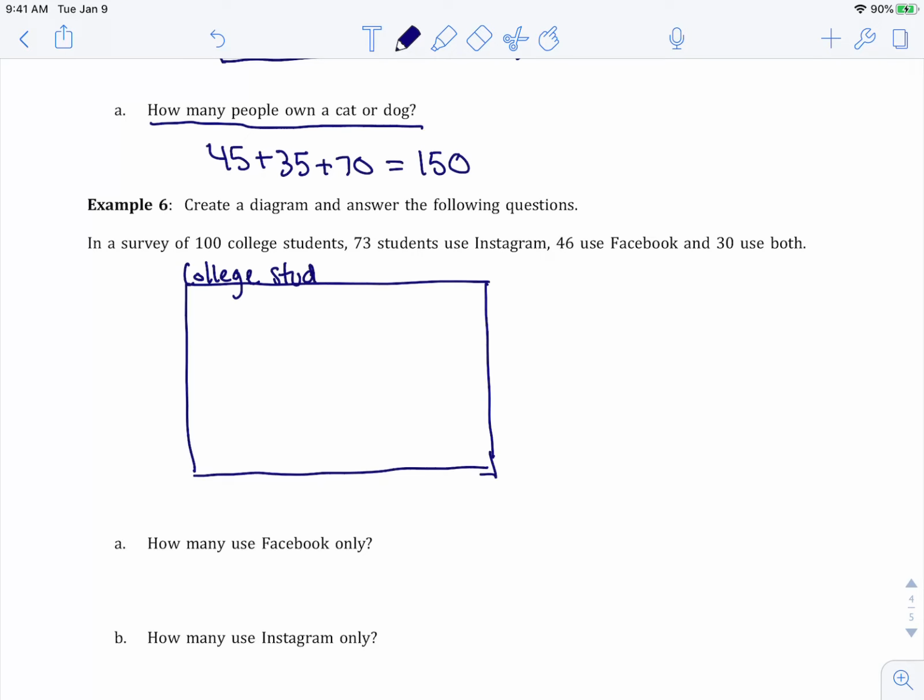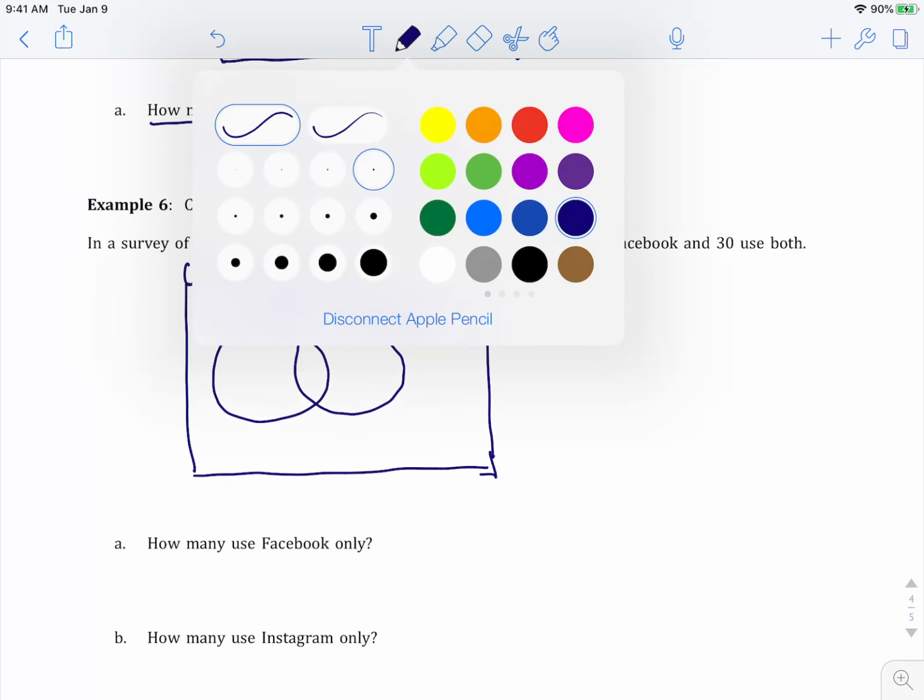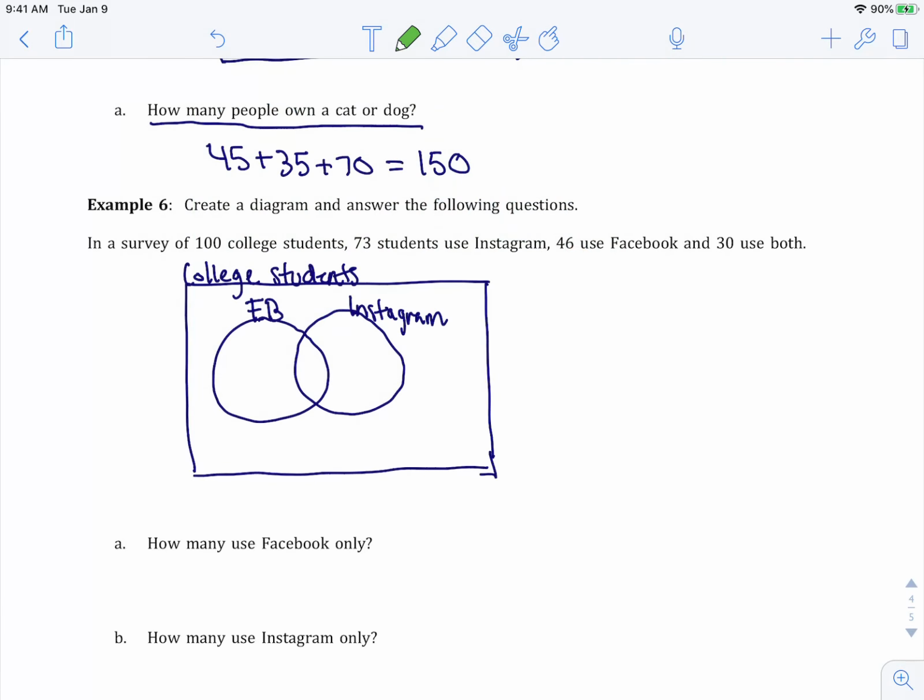They didn't specify before. I could put people if I wanted to. And college students are going to use Facebook, or college students are going to use Instagram. Or neither. Remember, the key thing is always start with both. So it looks like 30 use both.